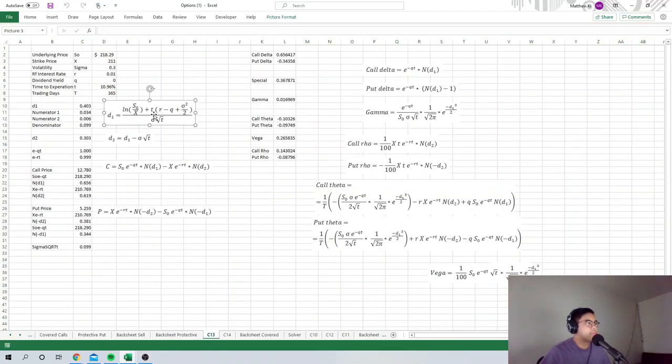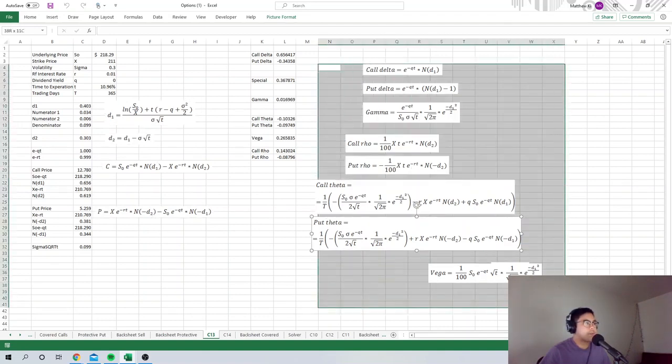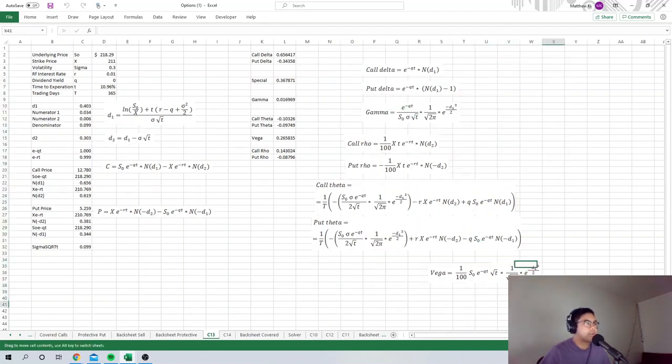These are the Black-Scholes formulas. So these are just for the Greeks. These aren't really for the calculations. The Greeks are another thing to talk about. But these are the main formulas to calculate the price.